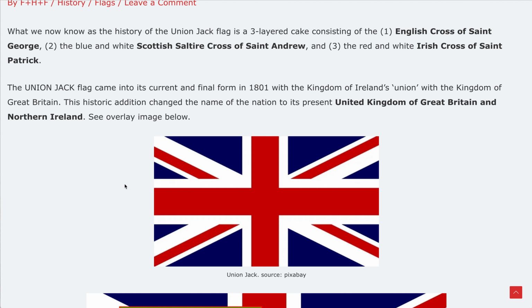Okay, so the Union Jack flag came into its current and final form in 1801 with the Kingdom of Ireland's union with the Kingdom of Great Britain. Okay, so this historic addition changed the name of the nation to its present United Kingdom of Great Britain and Northern Ireland, which is the formal name for the United Kingdom. Okay, United Kingdom of Great Britain, which we'll talk about later, what that means geographically, how to pinpoint that on a map, and Northern Ireland.